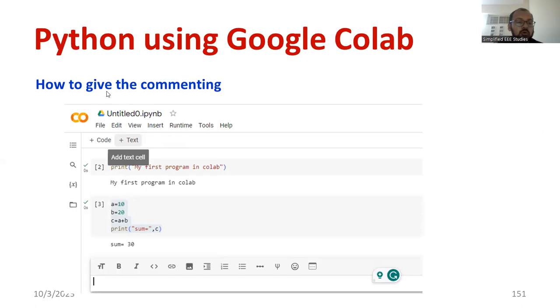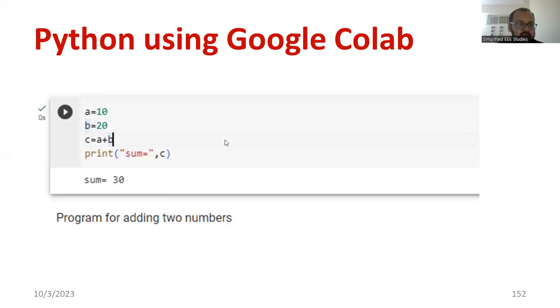Similarly, how to give comments? So what is the procedure for giving comments? For commenting, you can use the hash symbol. Okay, for providing the comments. Similarly, these are the different examples.